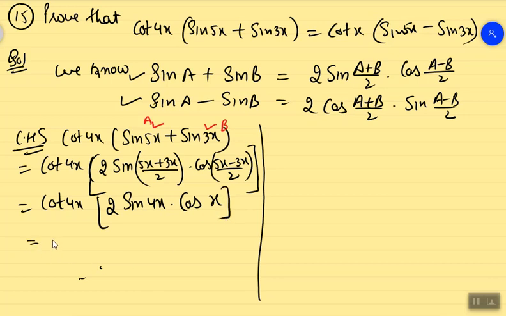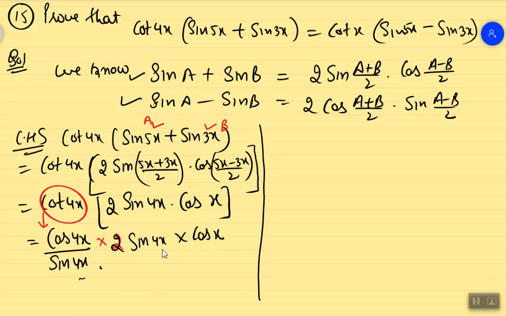Okay. Now cot can be written as cos 4x over sin 4x. We know this, in 10th class we have studied. Cot 4x can be written as cos 4x over sin 4x. So 2 sin 4x into cos x. Sin cancels out, so the answer is 2 cos x, and that is not matching with the right hand side, so I will solve the right hand side separately.